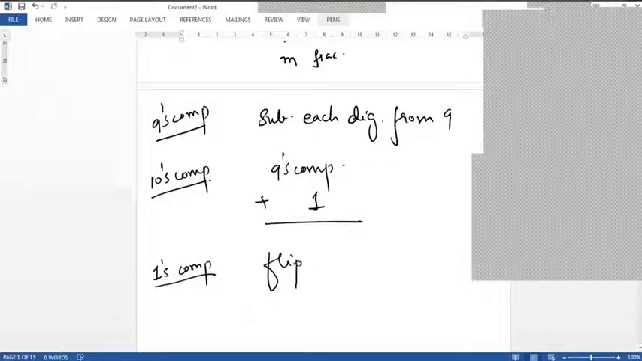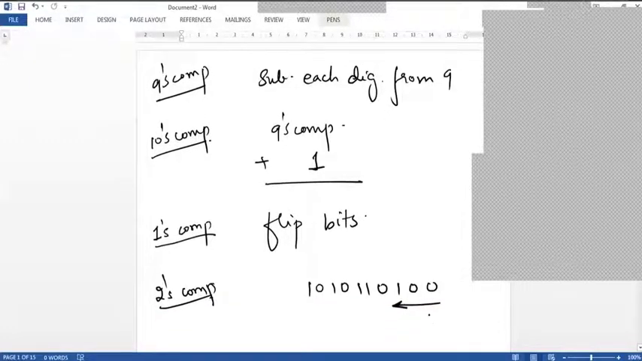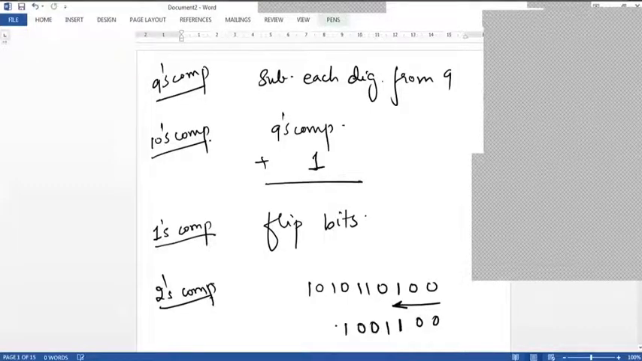One's complement, you just have to flip the bits. Okay, and 2's complement shortcut method. One method is 1's complement plus 1, but in the shortcut method, what did we see? Till you get the first one from the right hand side, that is from the least significant bit, keep the bits as it is. Here the first 1 is found, so up to here as it is, and flip the remaining bits. Understood? So this was the shortcut method for finding 2's complement of any number. Clear?